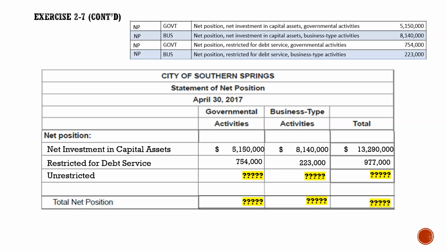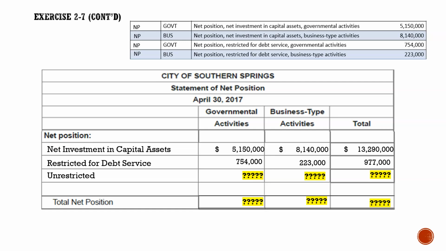They give us the net investment in capital assets and then the net position that's restricted. And they tell us here specifically it's restricted for debt service. They split them both out into government and business type activities. So let's go ahead and fill in what we know, right? So we know the net investment, we know the restricted. What we don't know is unrestricted, and we don't know total. So how are we going to find those?